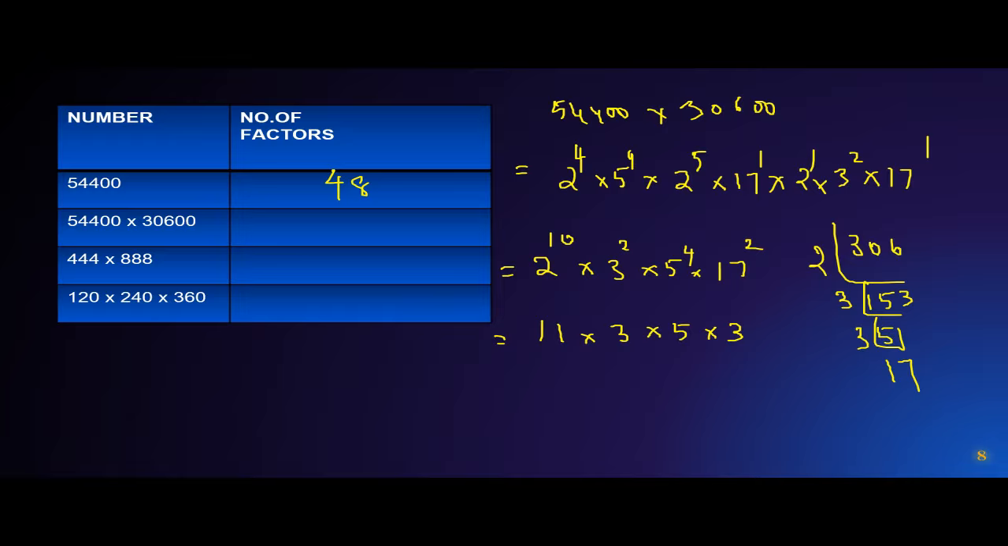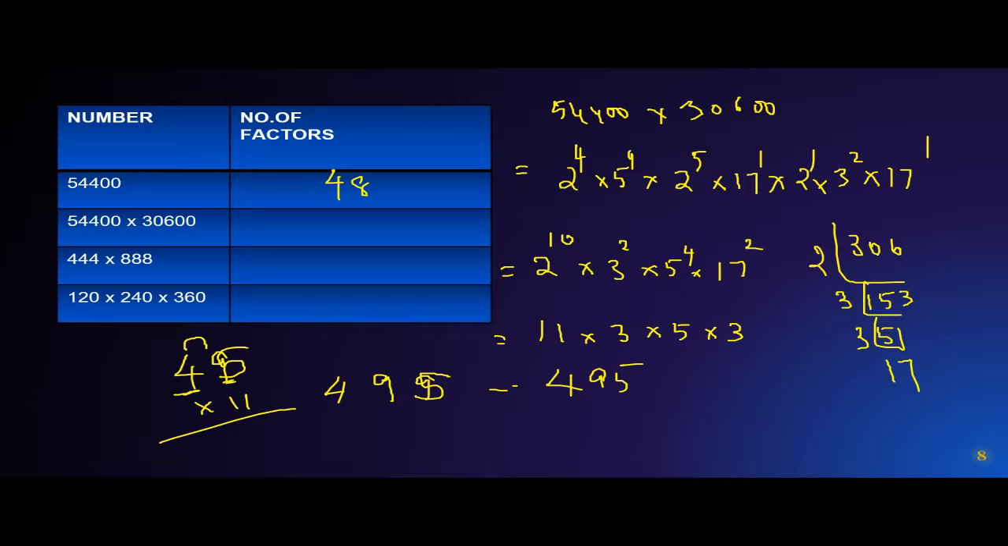So I believe you all know the shortcut. When you multiply any number with 11, all that you have to do is take the first digit and put it on the left side, take the last digit and put it on the right side, and the center number is the addition of these two numbers. So let me first check. I'm sorry, the number is 45, it's not 49. So 45 into 11, I'll put 4 here and 5 there, and the center number will be the addition of 4 and 5. So the answer is 495, which means that this specific product, that is 54,400 into 30,600, will have 495 factors.